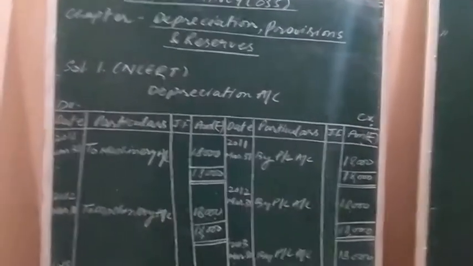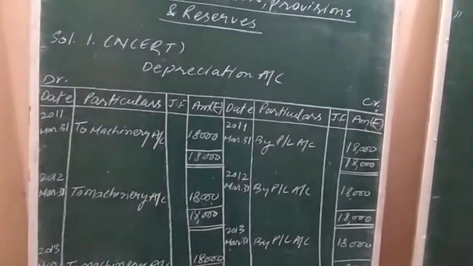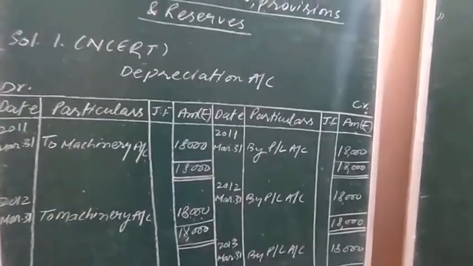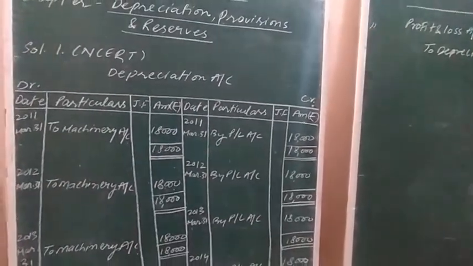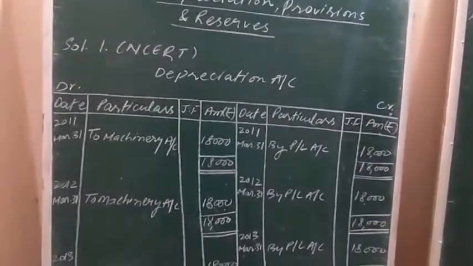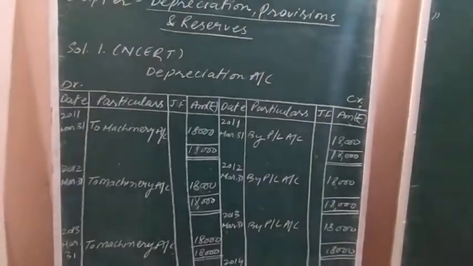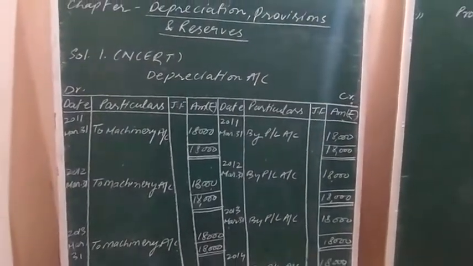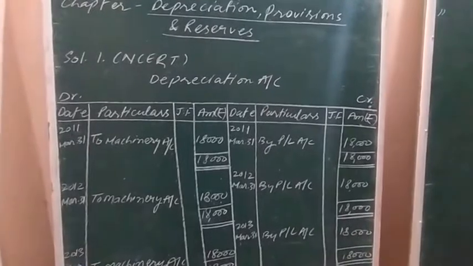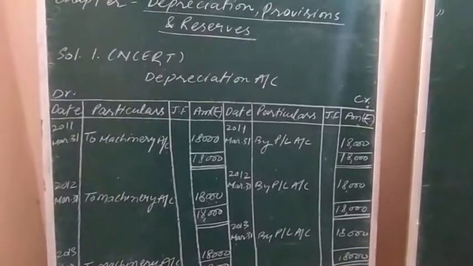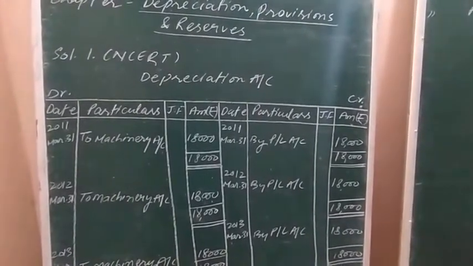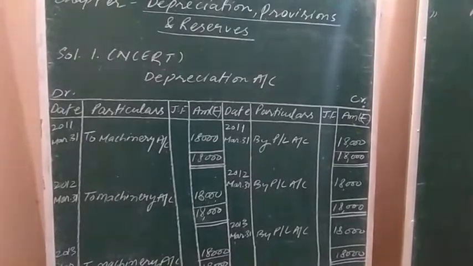We need to prepare the ledger format here: date, particulars, JF, amount, date, particulars, JF, amount. JF means general folio. General folio means the page number of the journal entries where the same transaction is copied or posted from.